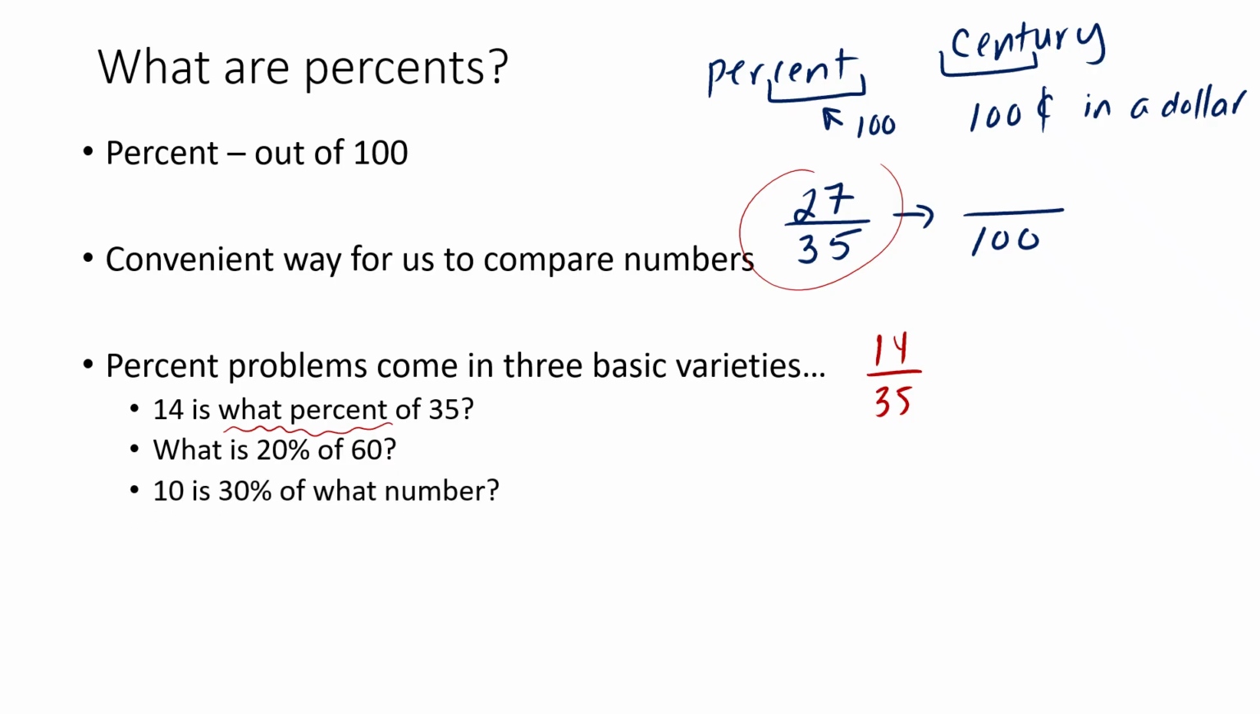And then 10 is 30% of what number? Now that is probably the least common variety, but this would be where you know the percentage and you know the smaller of the two numbers and you're looking for the bigger of the two numbers. So essentially in a percent problem, you're either looking for the percent, you're looking for that smaller number, or you're looking for the larger number.